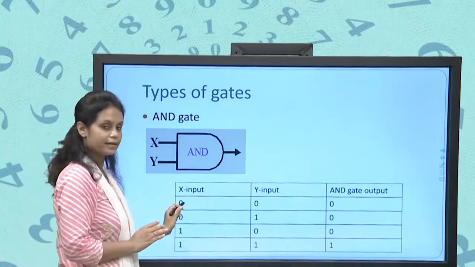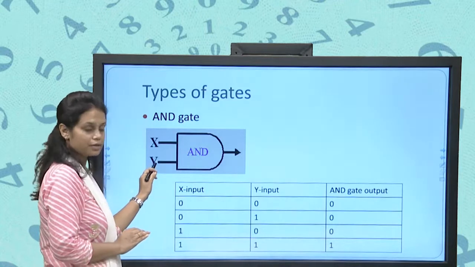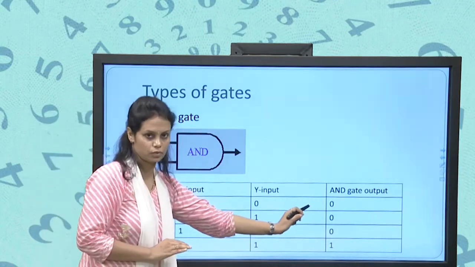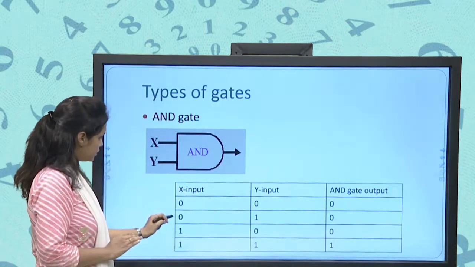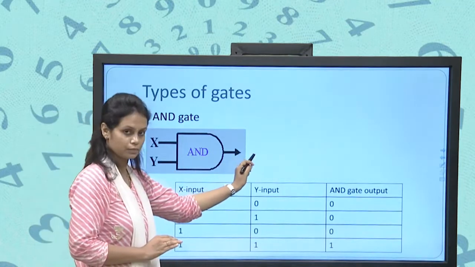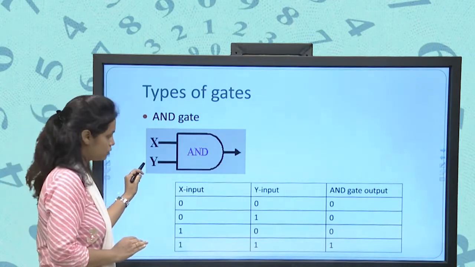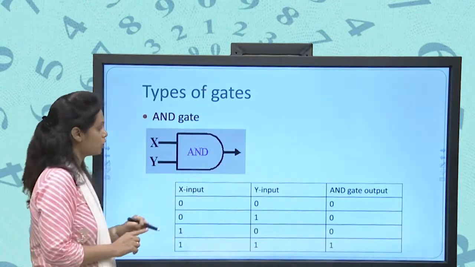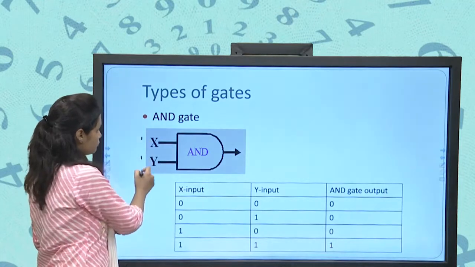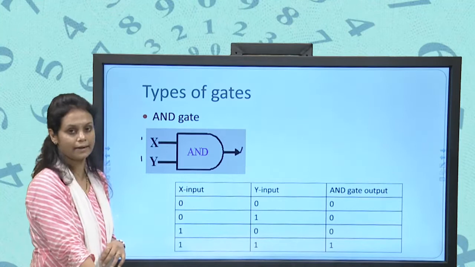Otherwise, in all the cases, if your x input is 0, y input is 0, output is 0. If your x input is 0, y input is 1, output is 0. If your x input is 1, y input is 0, output is 0. But only when both inputs are 1 1, the output is 1. This is the AND gate.